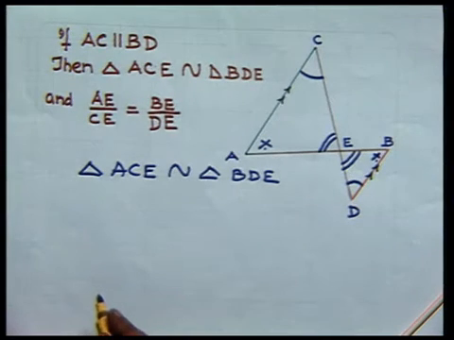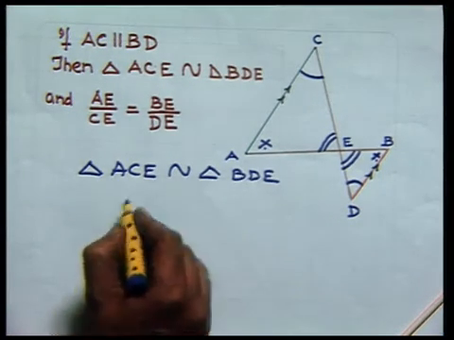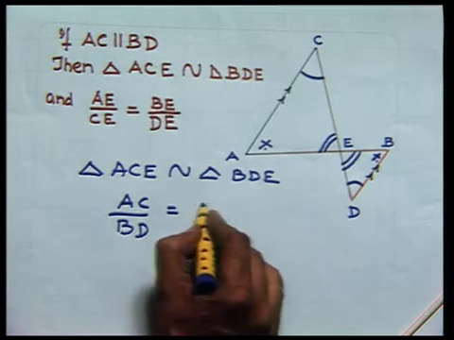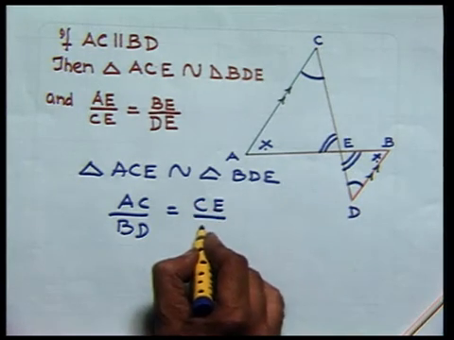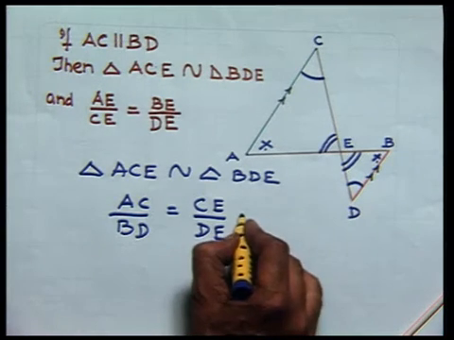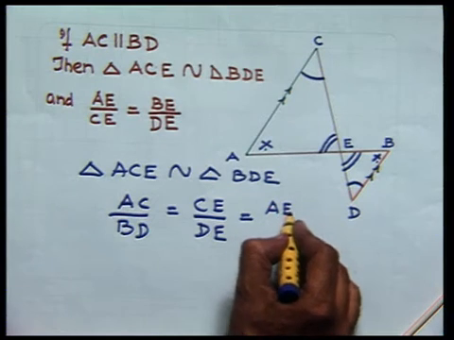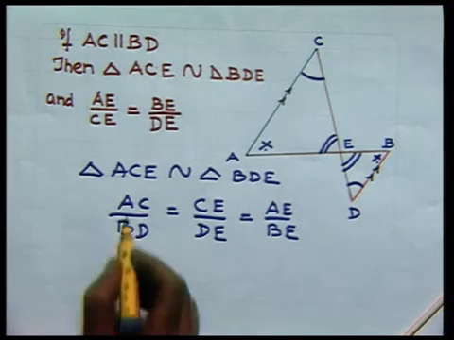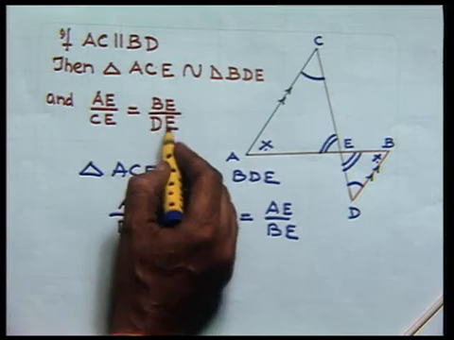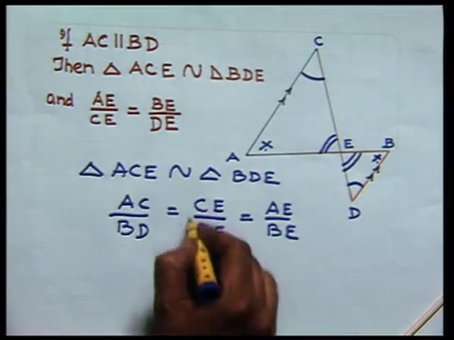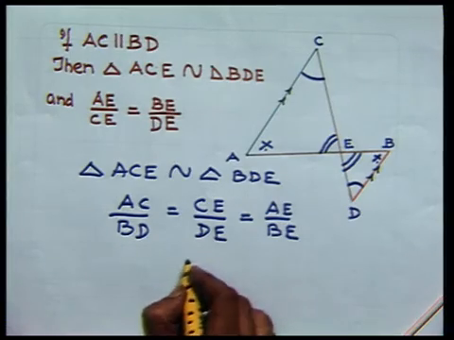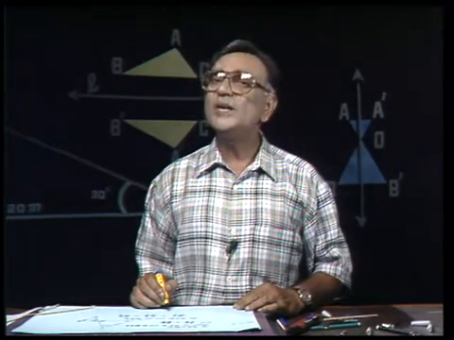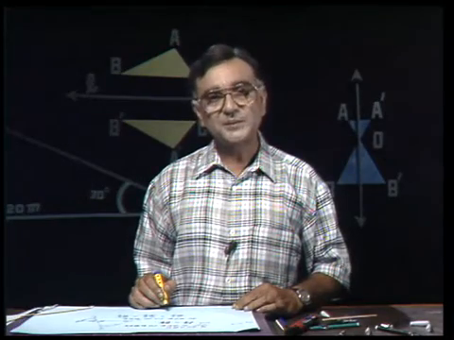Now, if these triangles are similar, then the corresponding sides have to be proportional, that is AC upon BD is equal to CE upon DE, and this is further equal to AE upon BE. But I am interested in finding AE upon CE is equal to BE upon DE. So, I will make use of this equality, that is CE over DE equals AE over BE, and by simple shifting we can find that our result is proved.